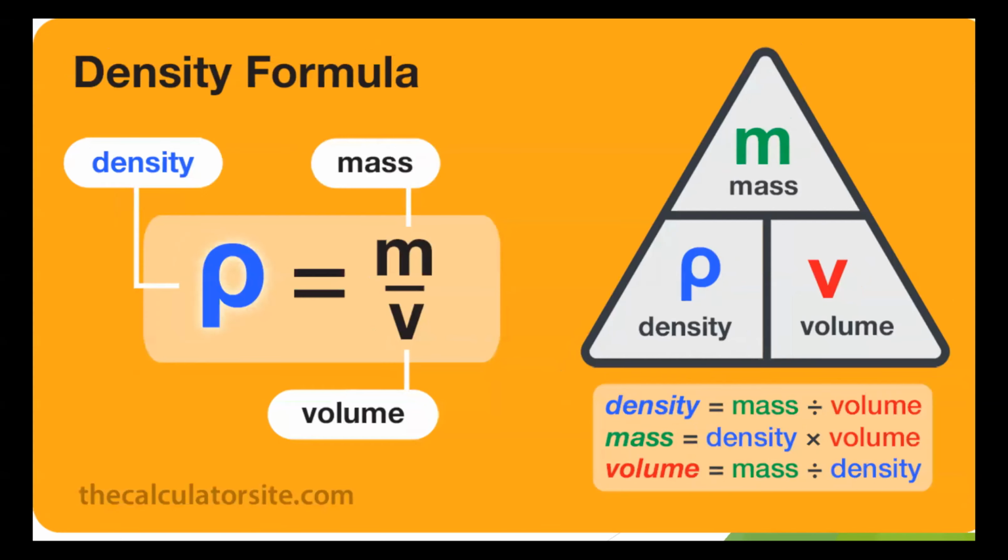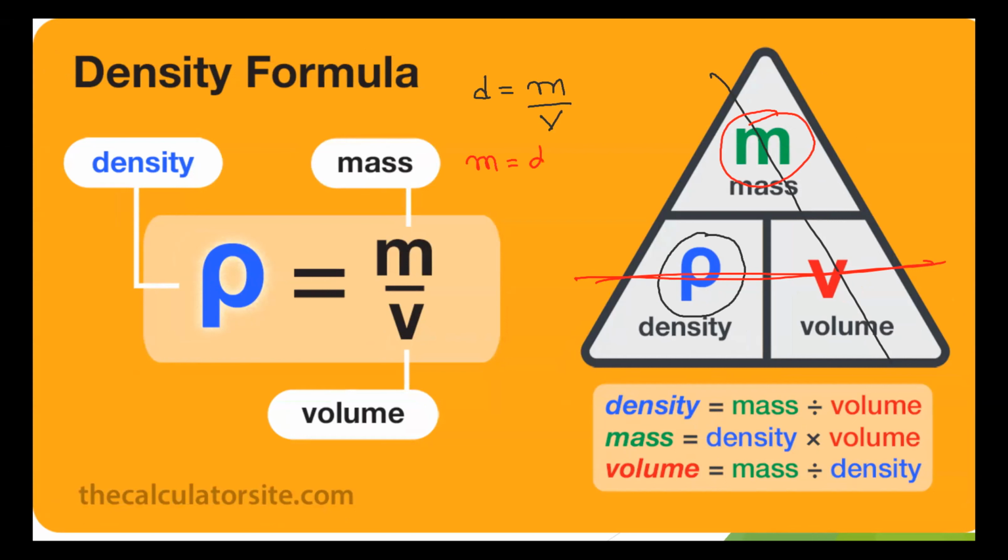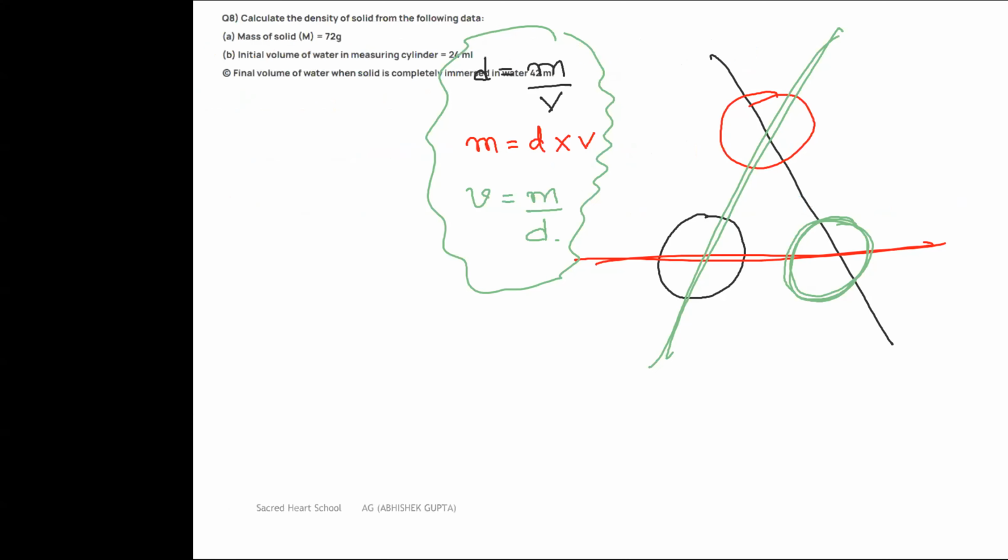Again, you all remember that if we want to make density the subject, it will become mass by volume. If we want to make mass the subject, it will become density into volume. Whereas if we want to make volume the subject, it will become mass by density. These are all the things. And the other prior knowledge regarding the units, the relation between the SI unit and CGS unit, and many other things we have already discussed in the previous class. Now quickly, let's move on to the numericals.